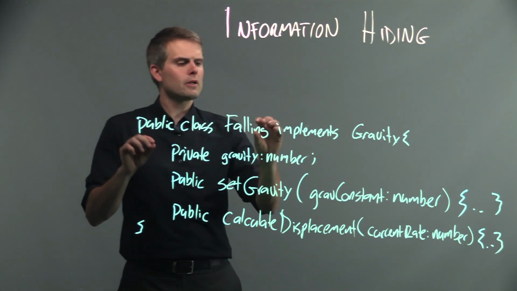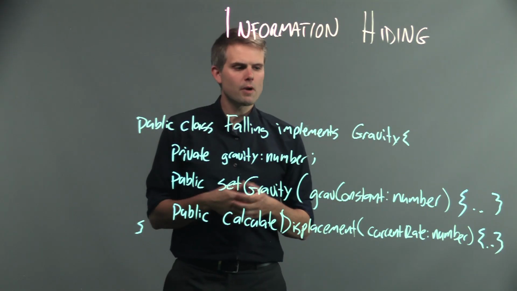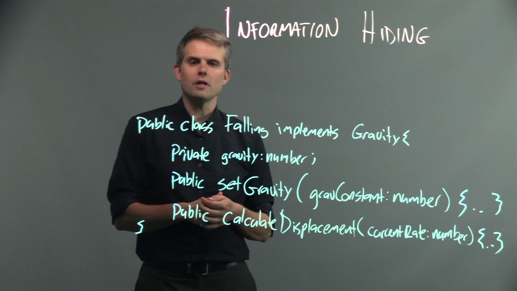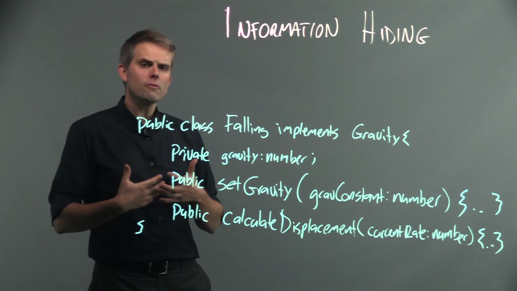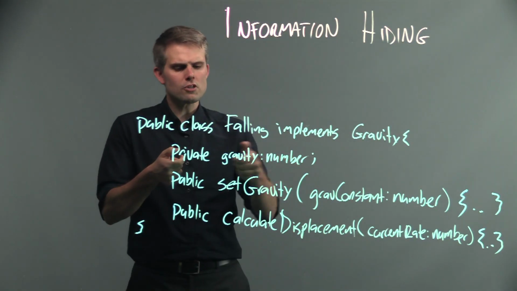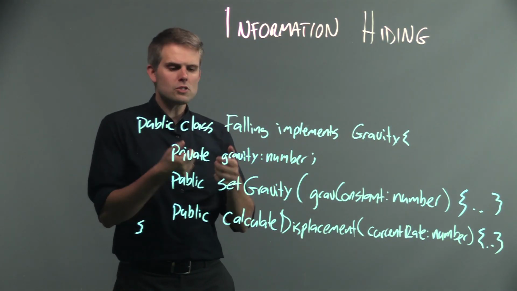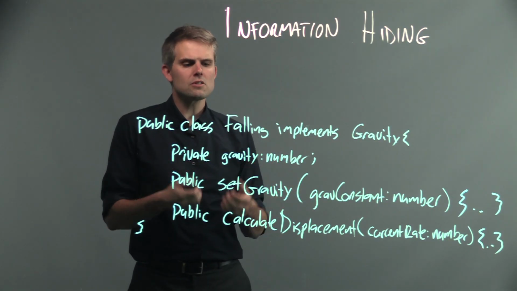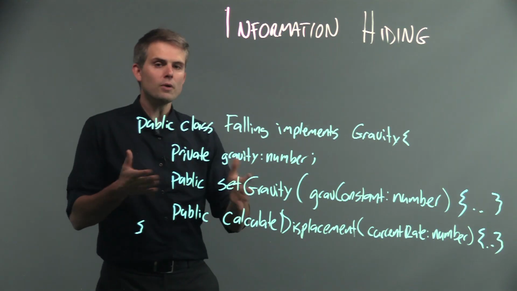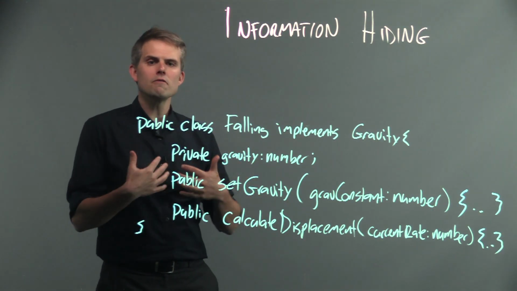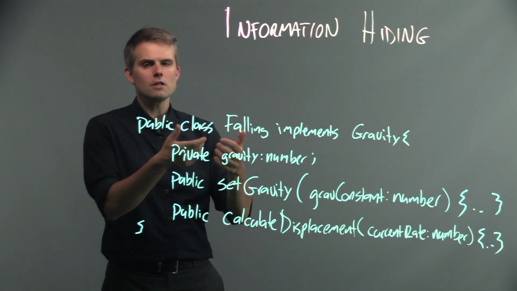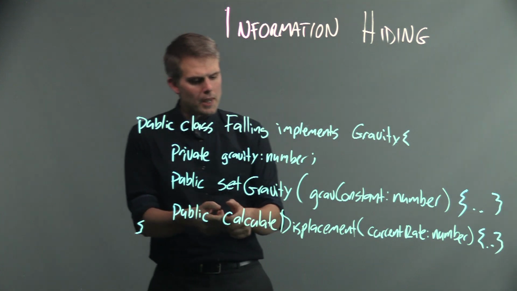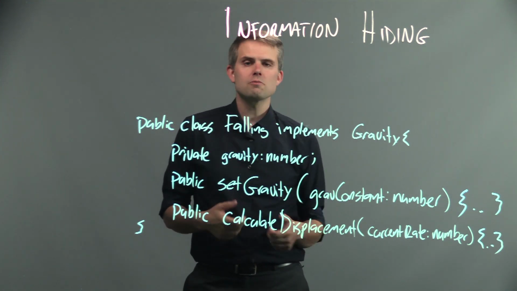All right, so here we have public class Falling, which implements Gravity. And remember, Gravity encapsulates this notion of setting gravity and calculating displacement. And here, in terms of information hiding, what we've added is this notion of a private field, gravity. So gravity is private, it can only be accessed by instances of the Falling class. There isn't even a getter, so there's no way to get this information externally or extract it from the Falling class.